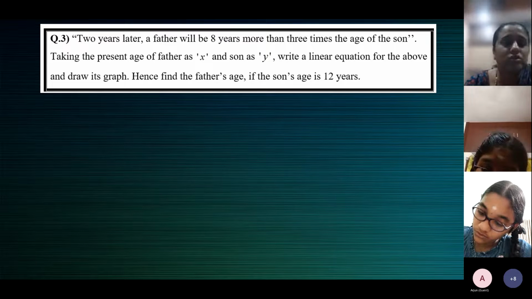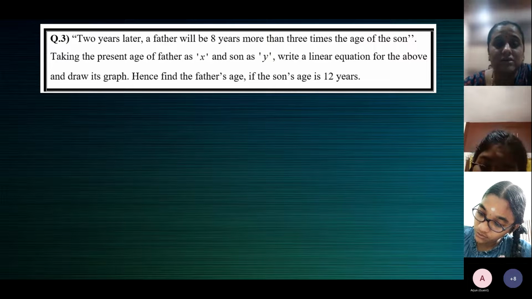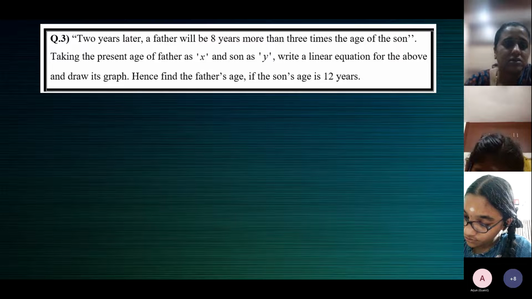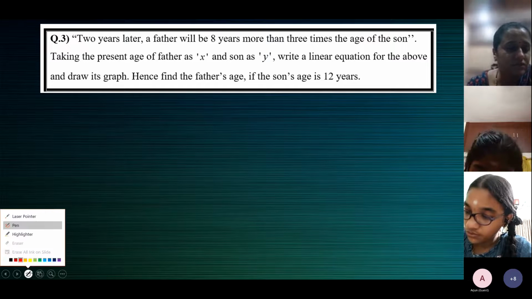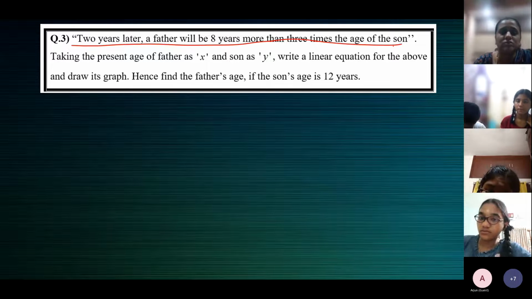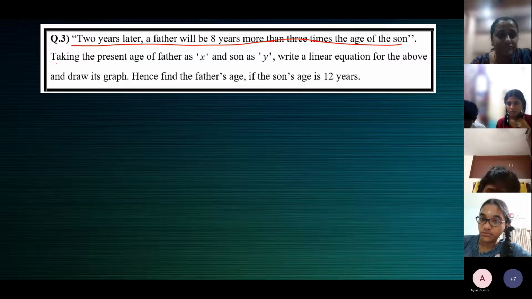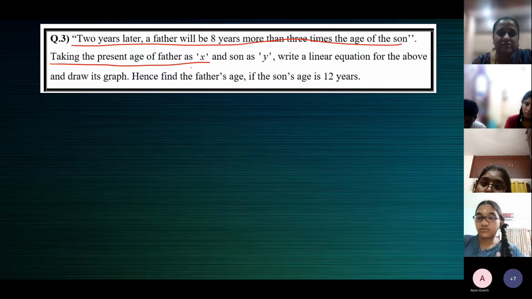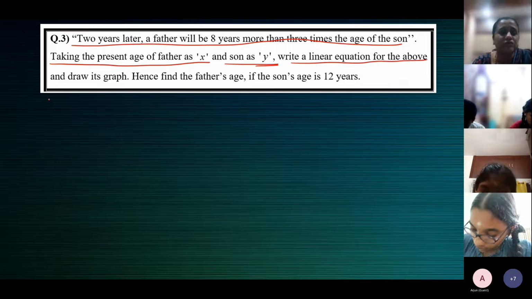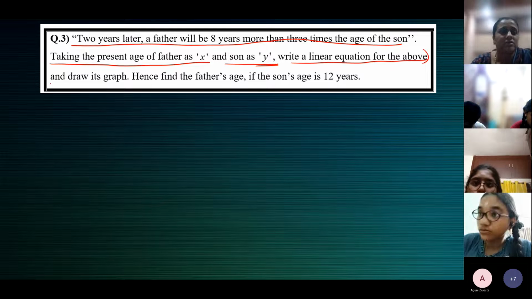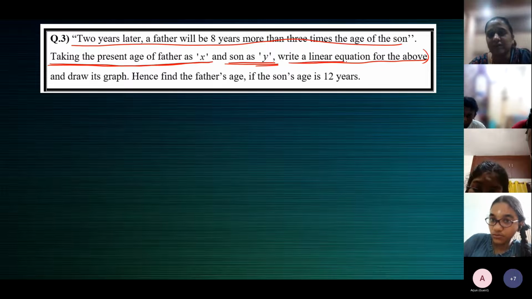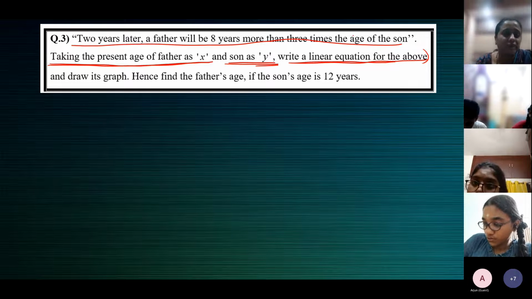All right. So 2 years later, a father will be 8 years more than 3 times the age of the son. So there is some information given to you. So you will have to use this information to construct the linear equation. Taking the present age of the father as X and the present age of the son as Y, write a linear equation for the above information. We'll do that first.